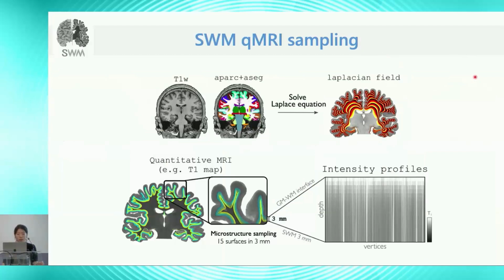So now I will briefly introduce our method. To sample the superficial white matter surfaces from the quantitative MRI, we first solve the Laplace equation using the T1 weighted images. From this, we extract a total of 15 surfaces ranging from 0 millimeters, the gray matter white matter interface, to 3 millimeters into the white matter. Then we map these surfaces onto each quantitative MRI, for example, T1 map and MTSAT. And here is an intensity profile from the MTSAT, for example.